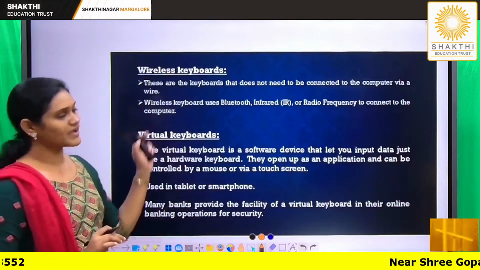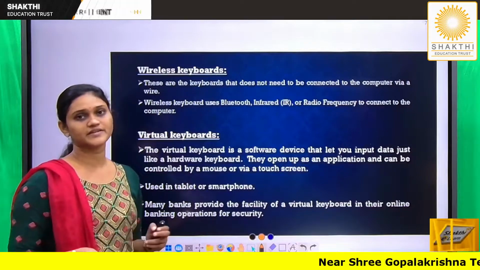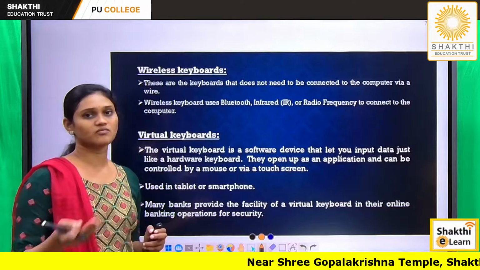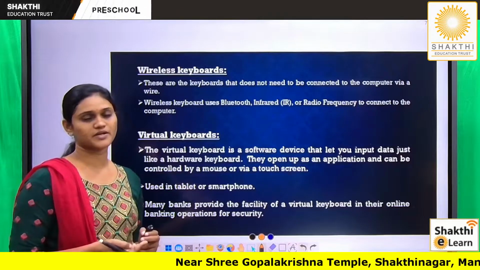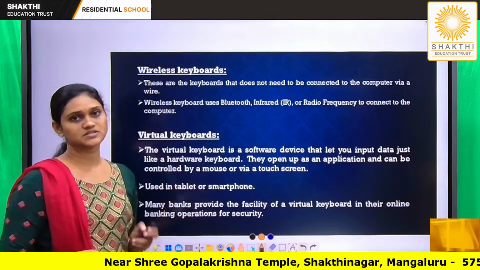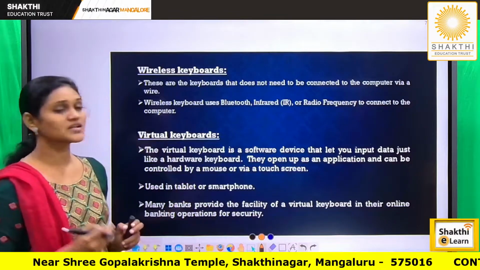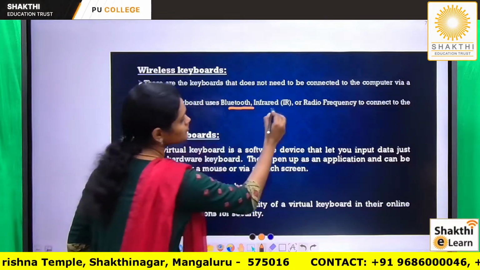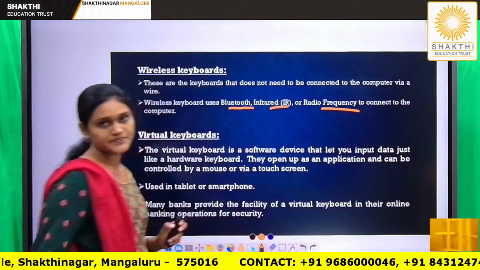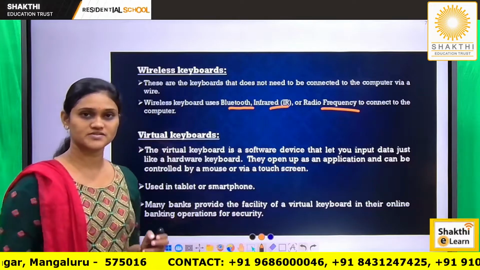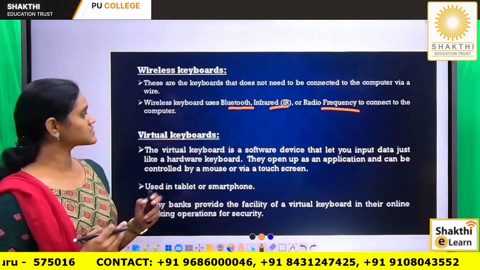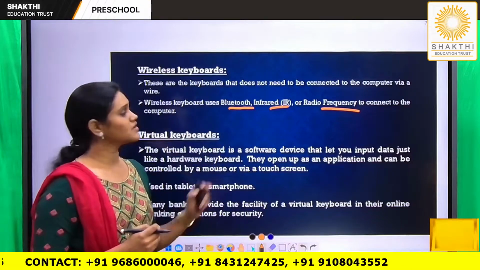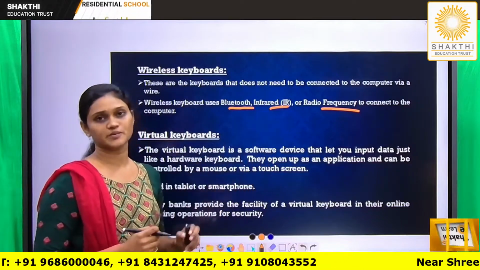Now coming to the wireless keyboard. What is a wired keyboard? A keyboard that comes with a wire is called a wired keyboard. Wireless means it won't have wires. Then how is it connected? It is connected using Bluetooth, infrared or radio frequency. So a wireless keyboard does not come with a wire, and it uses Bluetooth, infrared or radio frequency.